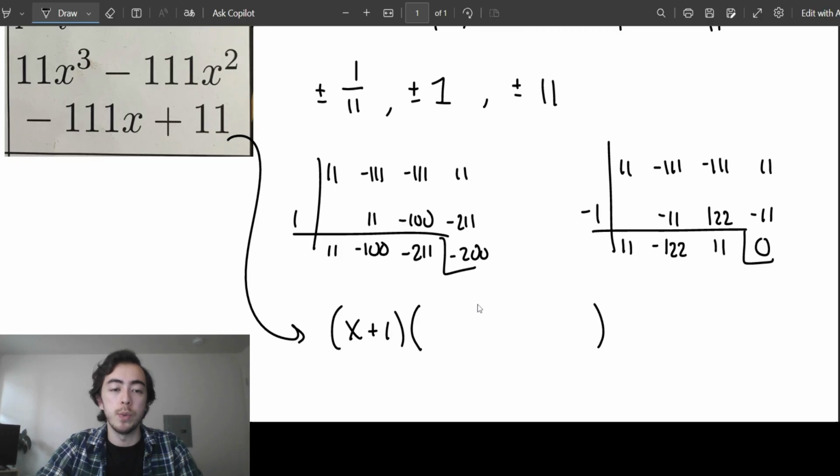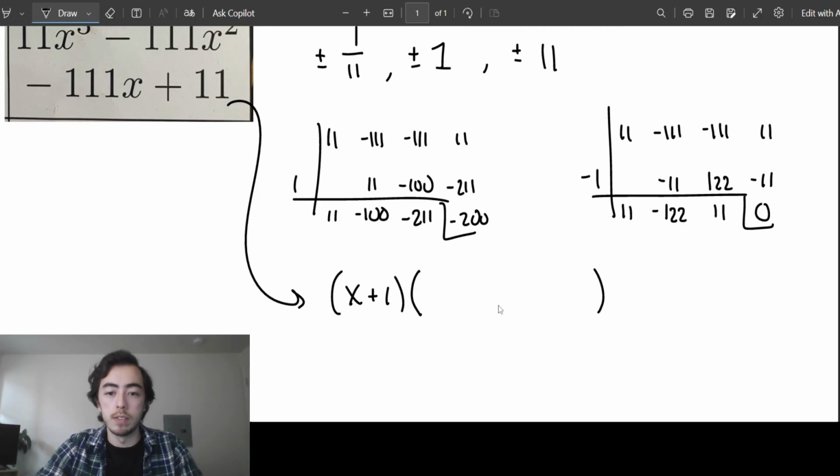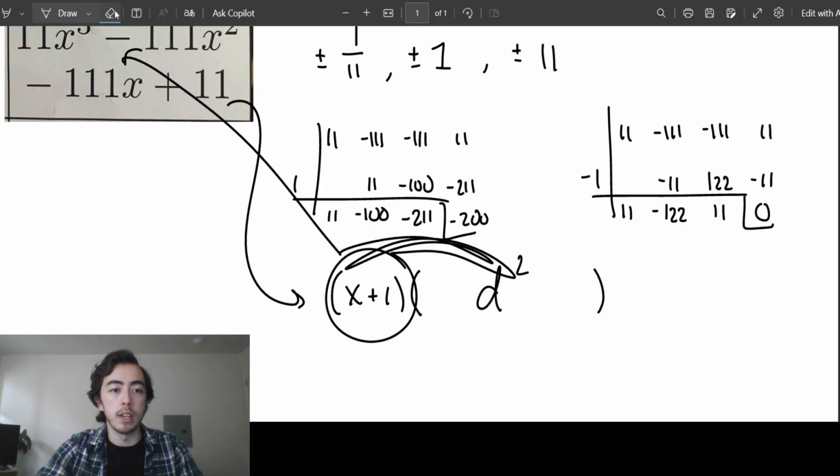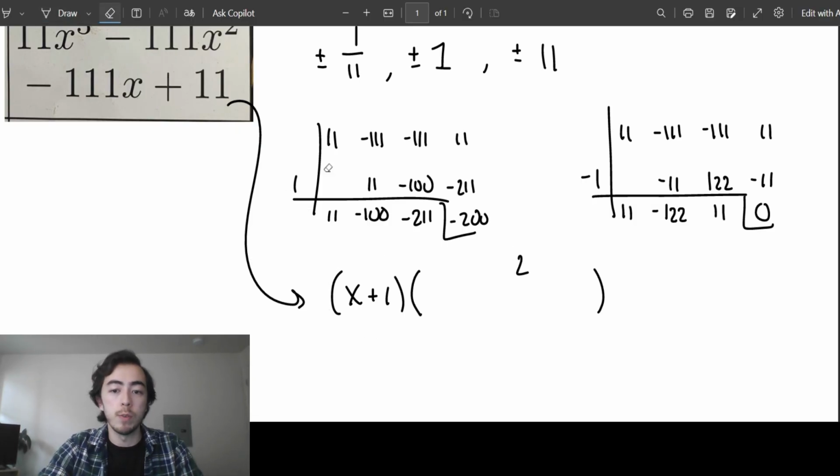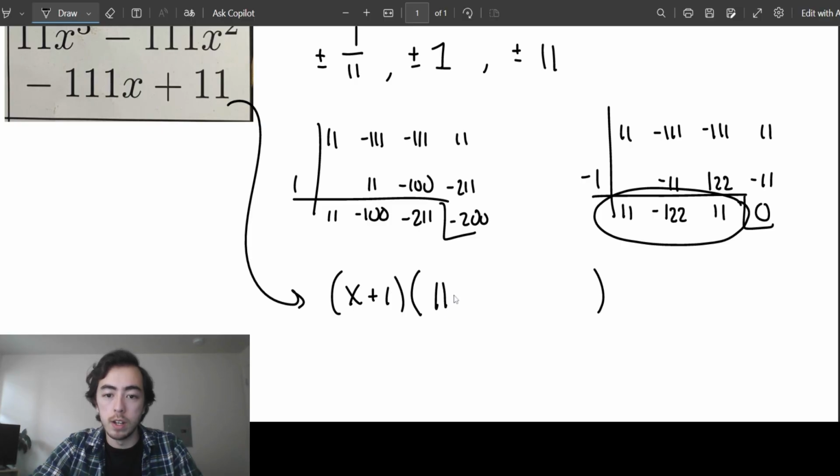So I'm going to get x plus 1 times some kind of quadratic, because this would have degree 2. This is degree 1, and then multiplying these together would give me a cubic back. And fortunately, the synthetic division also just tells me the coefficients of my quadratic polynomial. It's going to be 11x squared minus 122x plus 11.